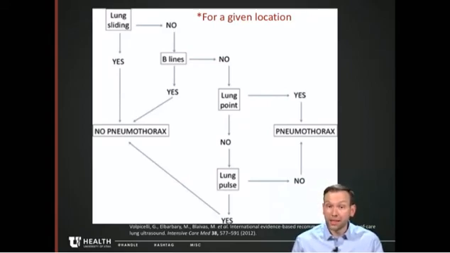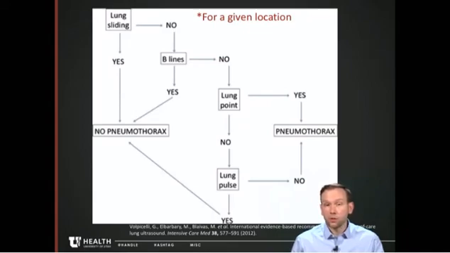Certainly B lines can only be seen with lung sliding, and those also exclude pneumothorax. If you have an absence of lung sliding and B lines in a certain area, then you look for the lung point, which clinches the diagnosis. And you can see that takes you over to the right side, and that confirms pneumothorax.